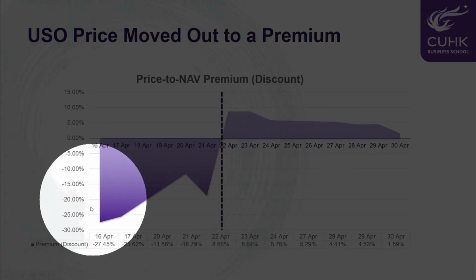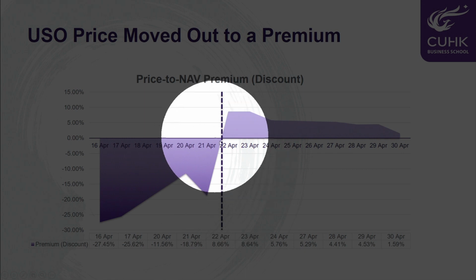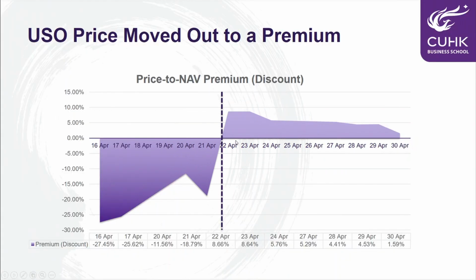Before that, this USO could still issue new units. So you will see most of the time, this is in the negative region. A negative region means we have a price to NAV discount. A price to NAV discount means the investor can use a smaller amount of money to buy a higher net worth of this ETF.